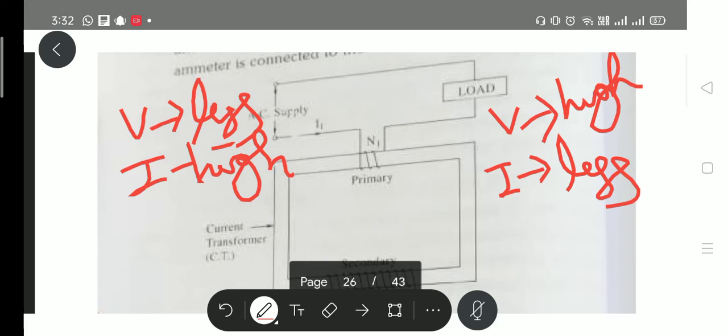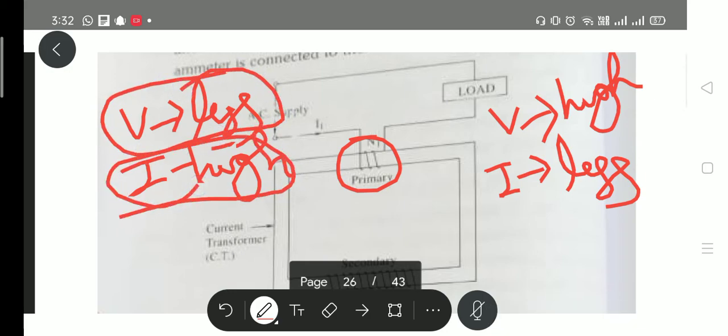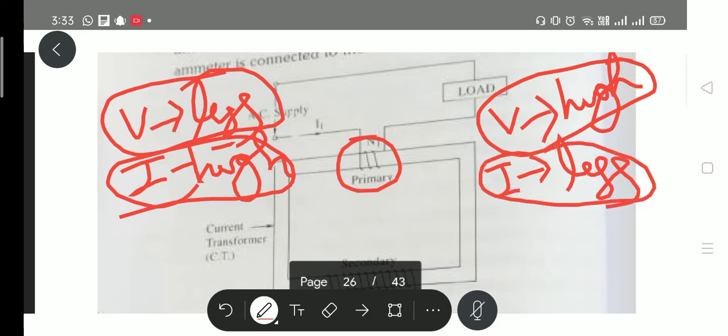Okay, here we are using fewer turns. The voltage depends upon the number of turns, so with fewer turns the voltage is also less, but the current value is very high. On the secondary side we use more turns, so the voltage will be very high and the current will be very low. Okay, this is the construction of the current transformer.